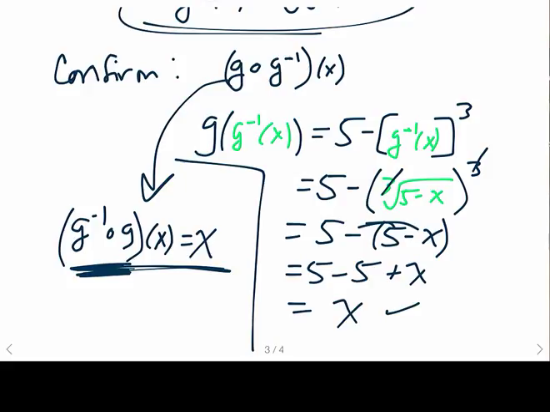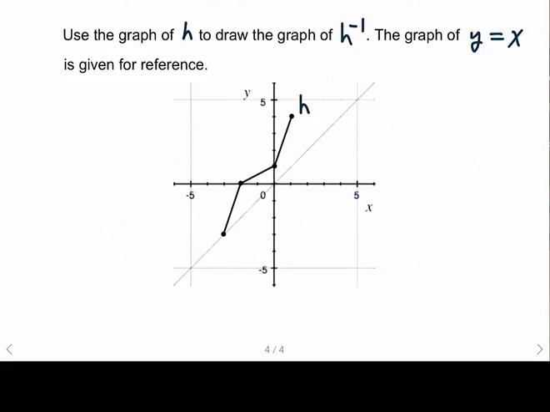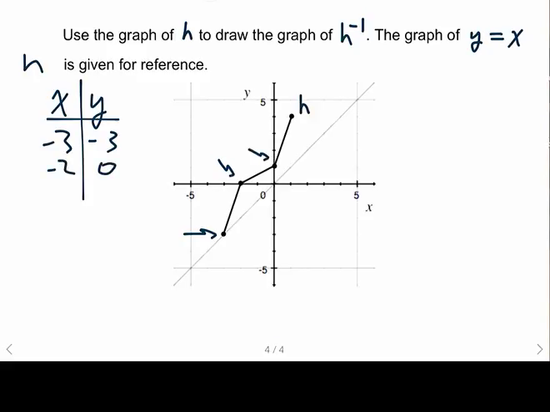I'm going to go on to the next slide, where we are given a graph of a function h, and we are asked to draw the graph of h inverse. And the graph of y equals x is given for reference. I'm first going to identify some points that are on the graph of h. And I see that we have the point (-3, -3), (-2, 0), (0, 1), and (1, 4).